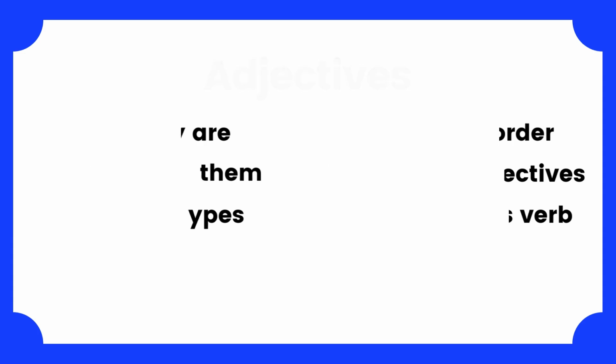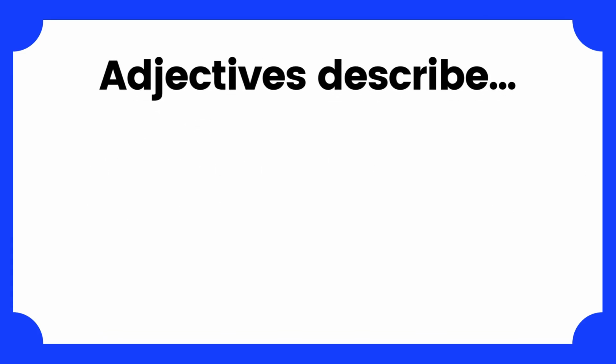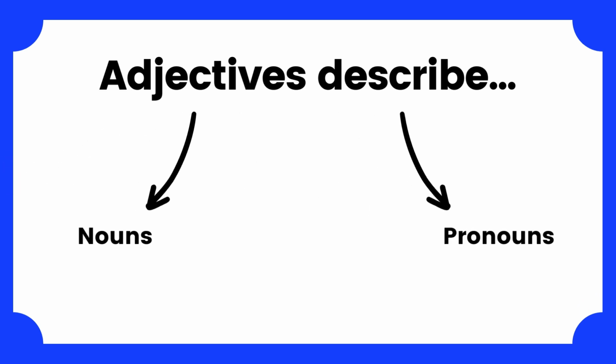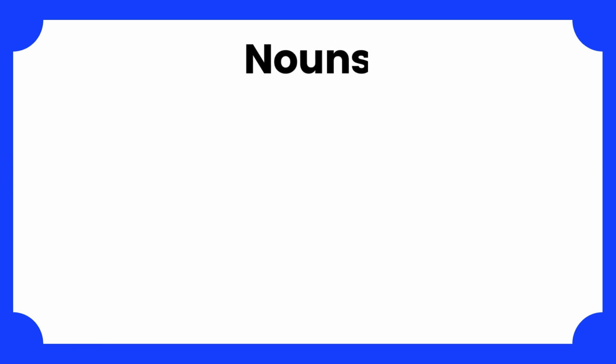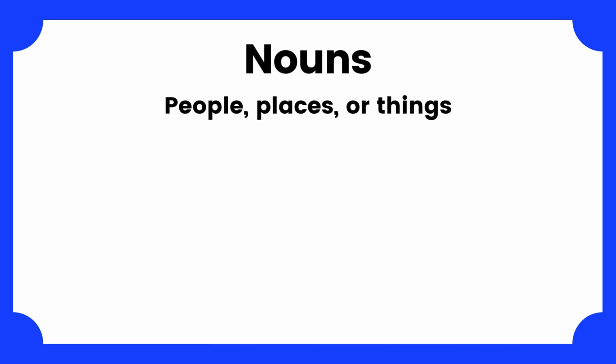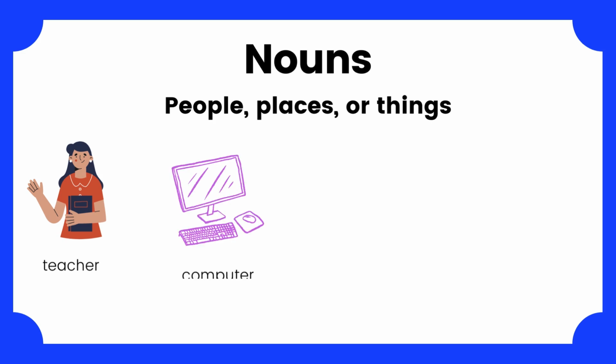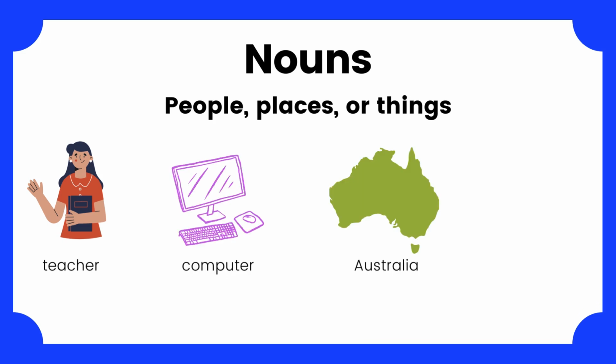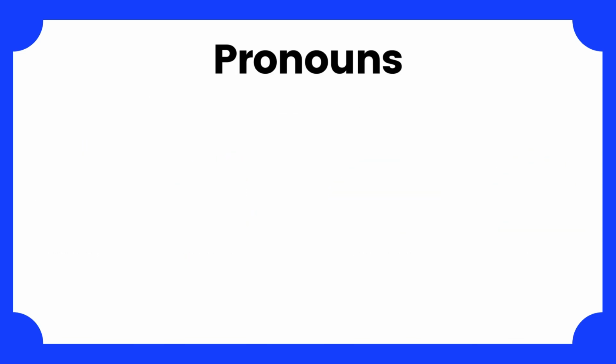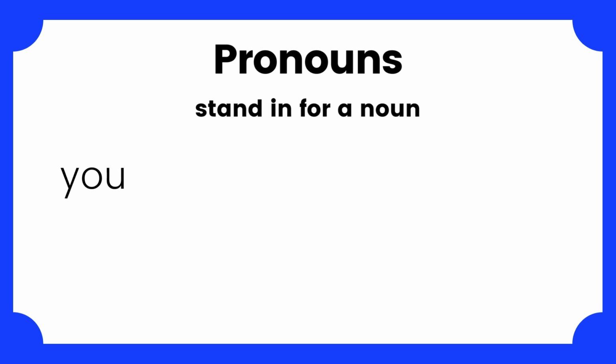Let's get started. Adjectives are words that describe nouns and pronouns. Remember that nouns are people, places, or things, like teacher, computer, Australia, or the sun. Pronouns are words that stand in for nouns in a sentence, like you, we, it, or she.